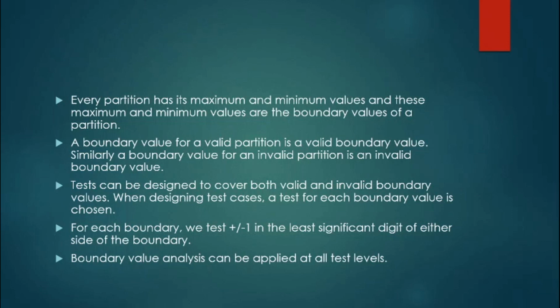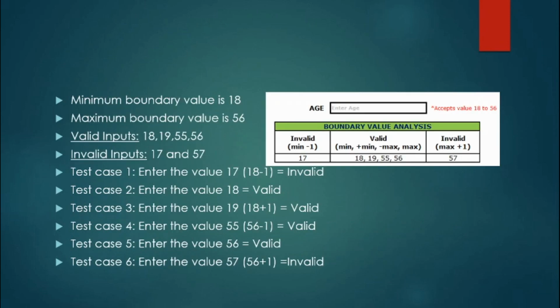So if you have valid data within a boundary, that will be your valid boundary, and the partition with invalid data will be your invalid boundary. Now tests can be designed to cover both valid and invalid boundary values. When designing test cases, a test for each boundary value is chosen. For each boundary we test plus or minus 1 in the least significant digit on either side of the boundary. Boundary value analysis is applied at almost all test levels. Whatever we have discussed, we will see with the help of an example.